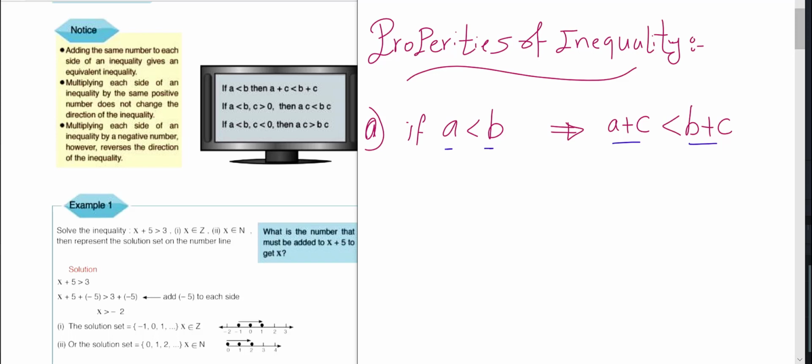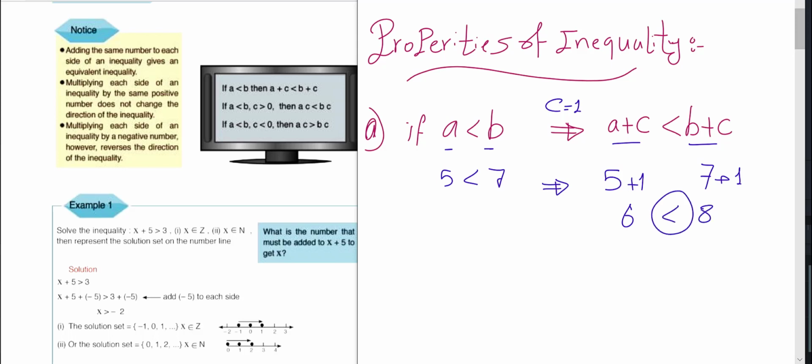How? Let's give an example. Say A is equal to 5 and 5 is less than 7, so A is equal to 5 and B is equal to 7. Let C is equal to 1. So add 1 to both sides of the inequality. Here is 5 plus 1 and 7 plus 1. Then get the result. 5 plus 1 is equal to 6, 7 plus 1 is equal to 8, and 6 is less than 8.